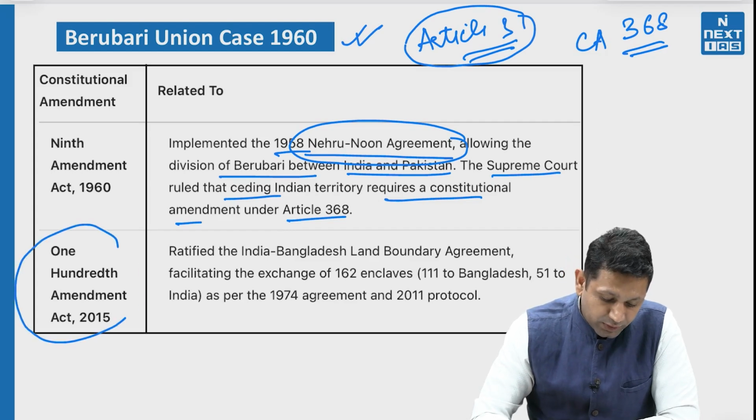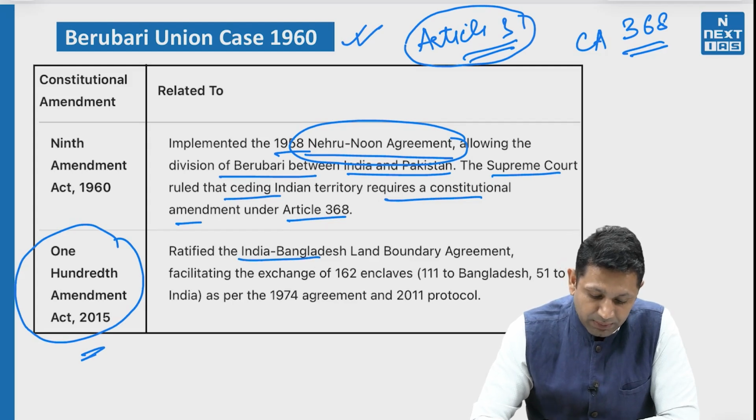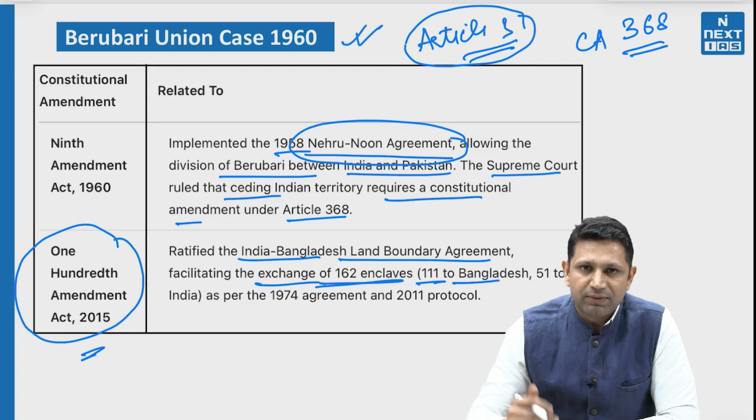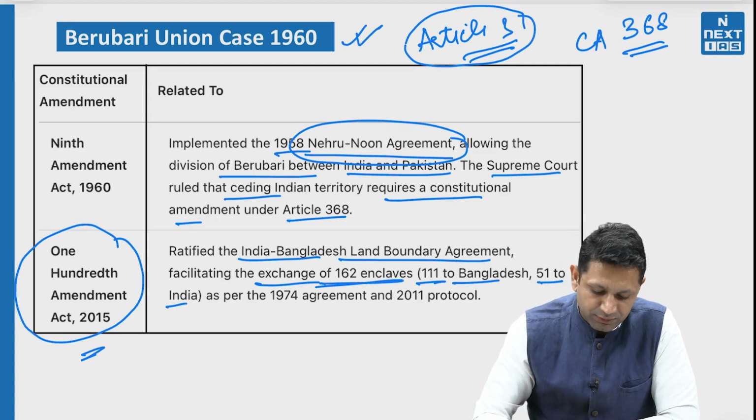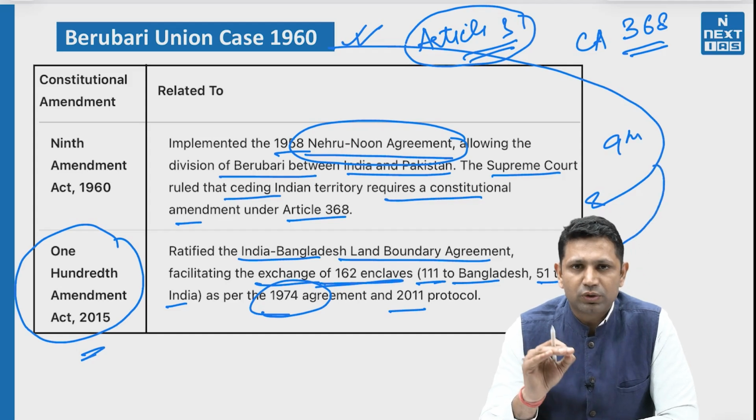Again, there was the 101st Constitutional Amendment Act of 2015. That is important here. Why? Because there was an India-Bangladesh land boundary agreement in which 162 enclaves were exchanged. 111 enclaves were given to Bangladesh and 51 enclaves were given to India. That was as per the 1974 agreement and 2011 protocol. So due to this Berubari case, the 9th Constitutional Amendment Act came into being and the 101st Constitutional Amendment came into being.